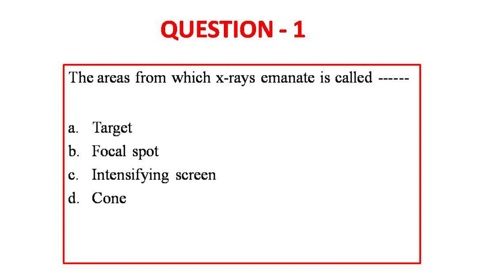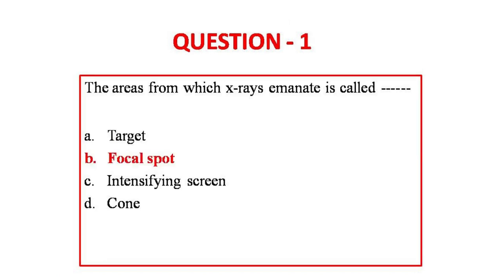Today we are going to see question and answers from oral medicine. So moving on to question number 1. The areas from which X-rays emanate is called, they've given us 4 options: target, focal spot, intensifying screen and cone. The answer to this question is focal spot. So what is this focal spot? Focal spot is the area of the anode surface, that is the radiographic target surface, which receives the beam of electrons from the cathode. It is the apparent source of X-rays.